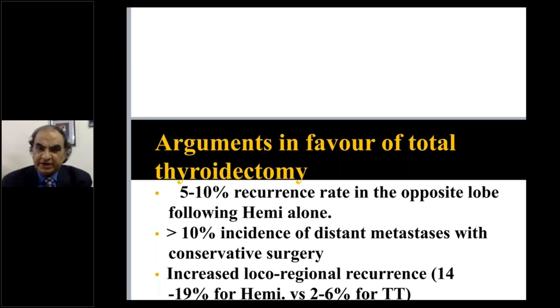So in favor of total thyroidectomy, therefore. 10% incidence of distant metastasis. So conservative surgery would not really be advisable and won't be useful either. And we have an issue with local regional recurrence, which is about 14 to 19% with hemithyroidectomy, as opposed to only 2 to 6% with total thyroidectomy.